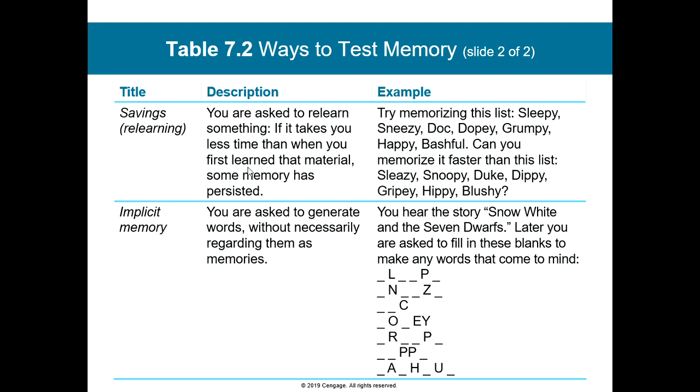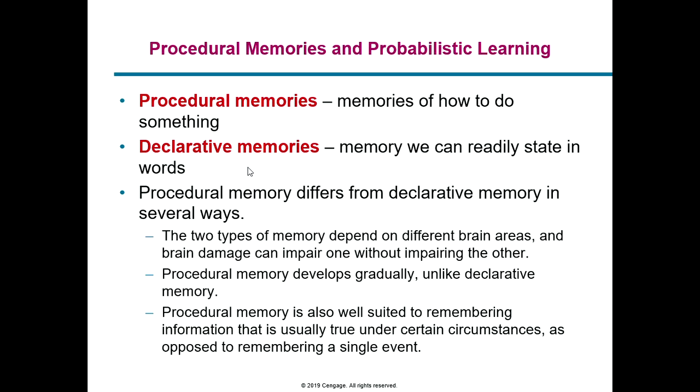And then implicit memory, where you are asked to generate words without necessarily regarding them as memories. For example, you hear the story Snow White and the Seven Dwarves, and then later you are asked to fill in these blanks to answer the names of who the people are. So that's implicit memory. Okay.